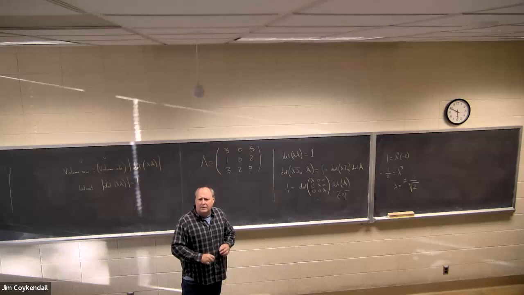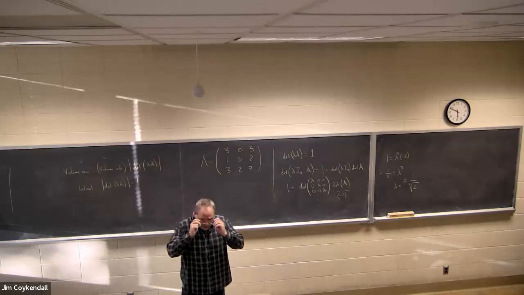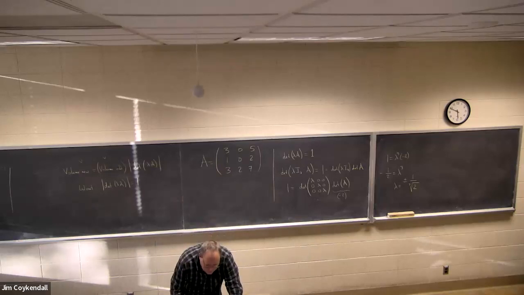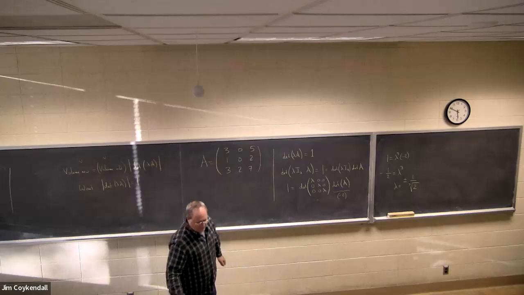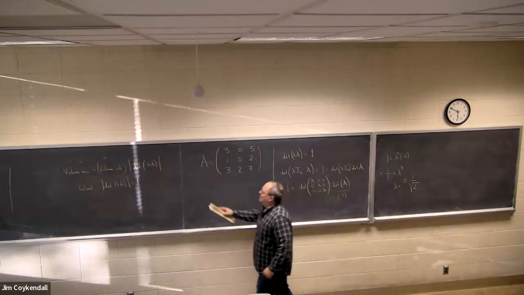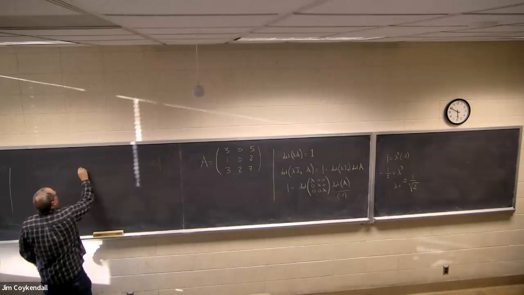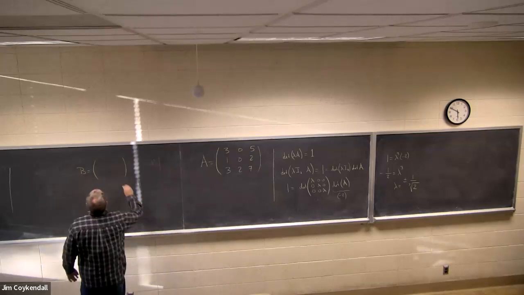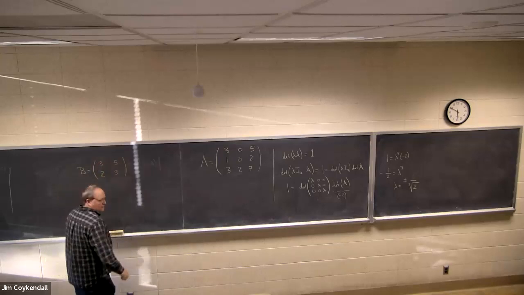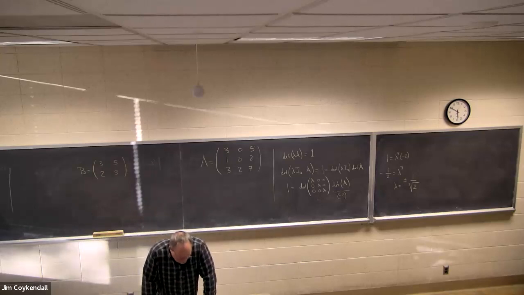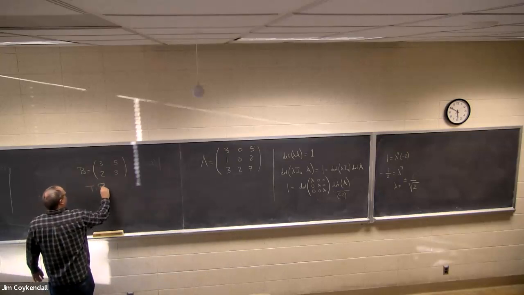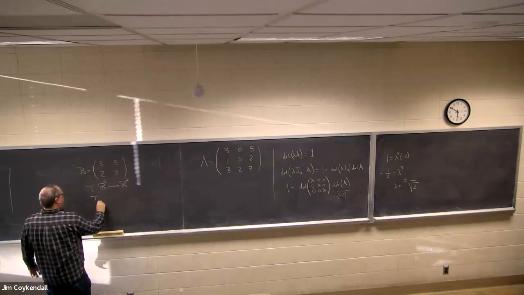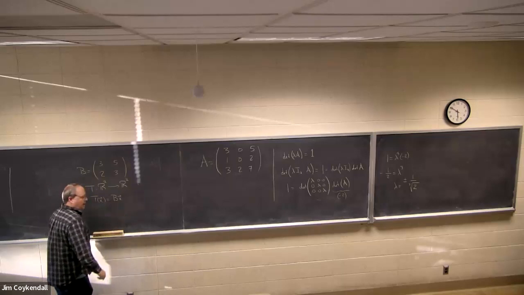Okay, yes, sir. Quiz 11, number 2. So consider the matrix B. Let T from R squared be the linear transformation, this linear transformation given by T of X, multiplication by B.